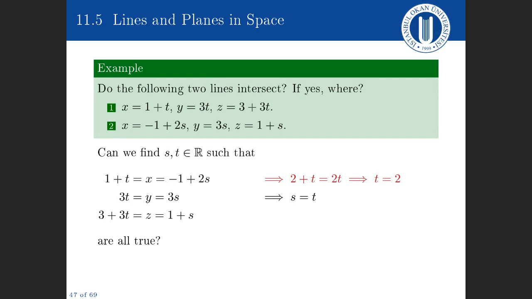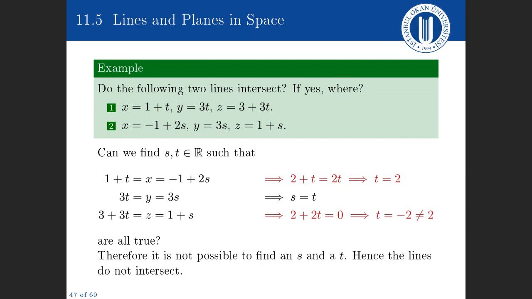If s and t are the same, then the first line becomes 2 plus t is equal to 2t, so t must be 2. However, if s is equal to t, then the third line becomes 2 plus 2t is equal to 0, or t is equal to minus 2. It's not possible to find an s and a t such that all three equations are true at the same time. Hence, these two lines do not intersect.